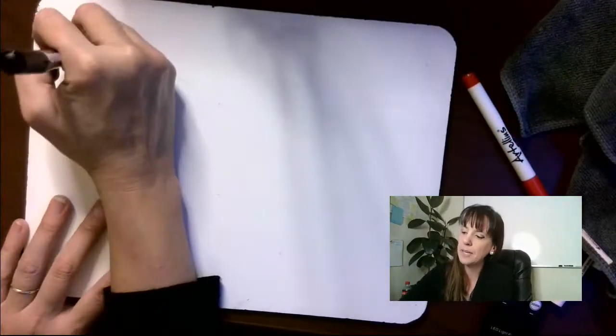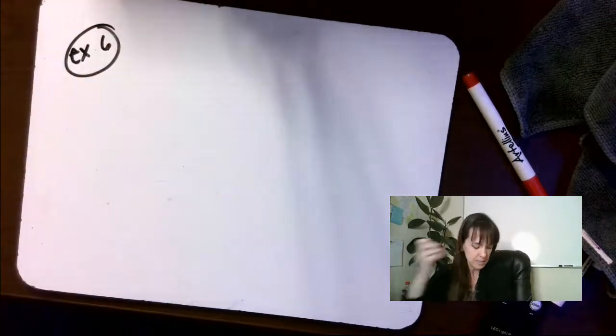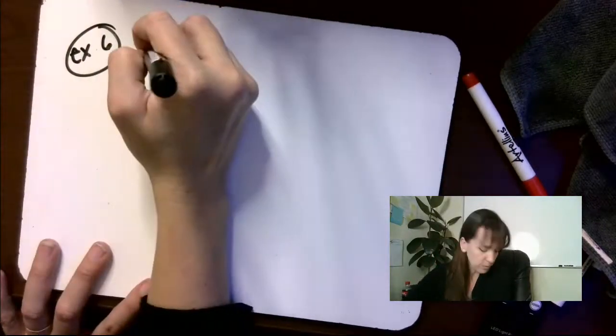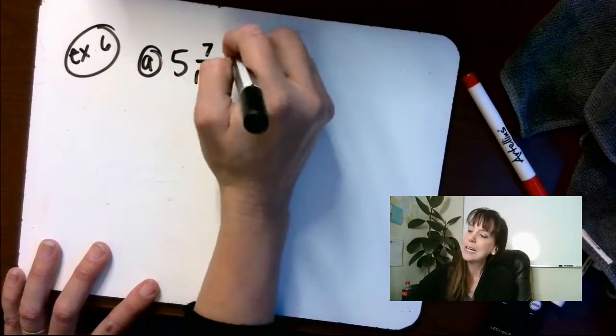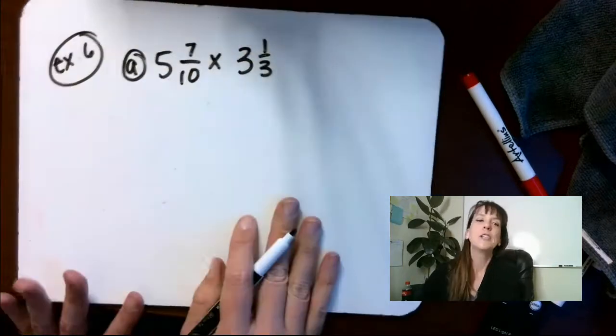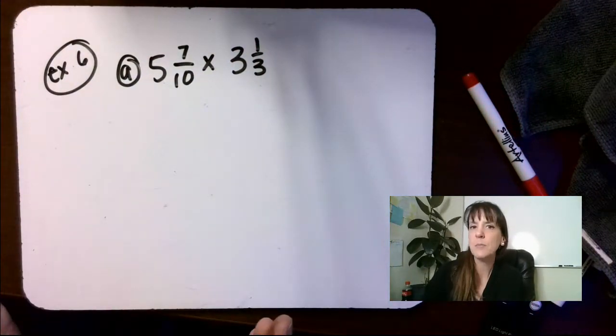All right, let's look at example number 6. Mentally estimate. Okay, so looking at this, A is 5 and 7/10 times 3 and 1/3. What we want to do is mentally estimate this by rounding these.